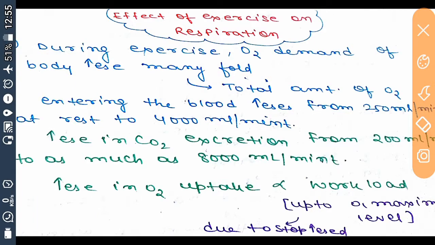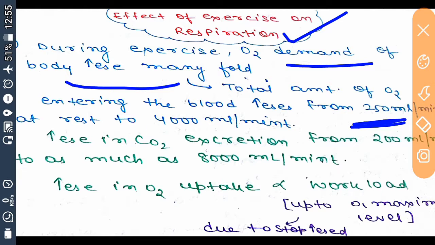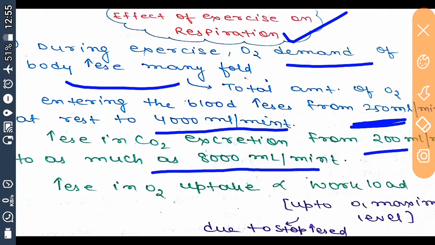Friends, now we are going to discuss the effect of exercise on respiration. During exercise, the O2 demand of the body increases, and the total amount of O2 entering the blood generally increases from 250 ml per minute to 4000 ml per minute. With the increase in O2 demand, CO2 excretion will also increase due to the increased metabolism within the cell. It will increase from 200 ml per minute to as much as 8000 ml per minute.